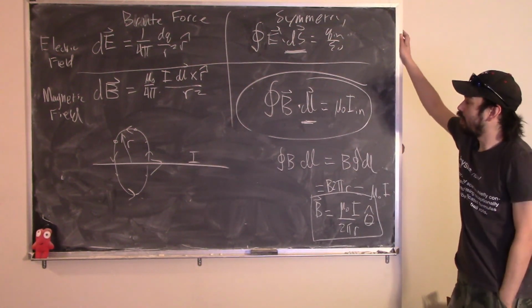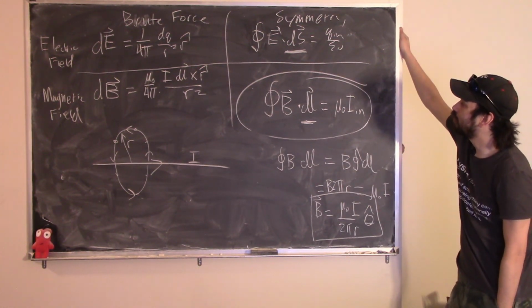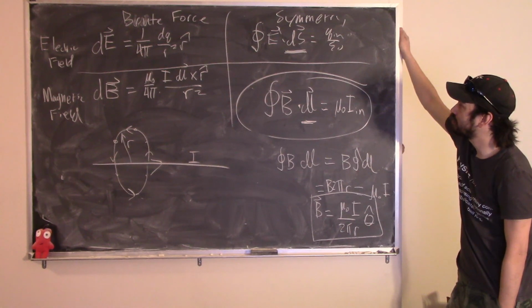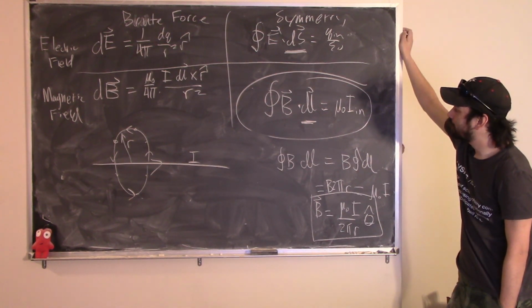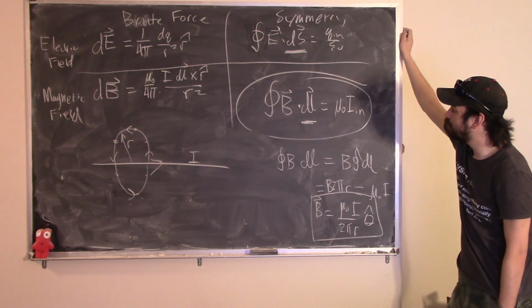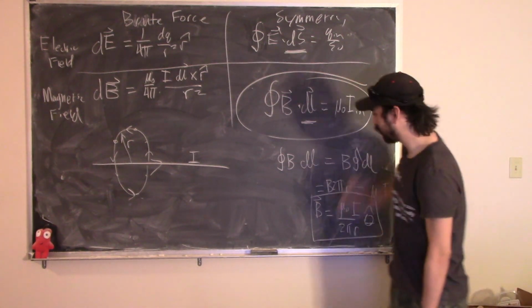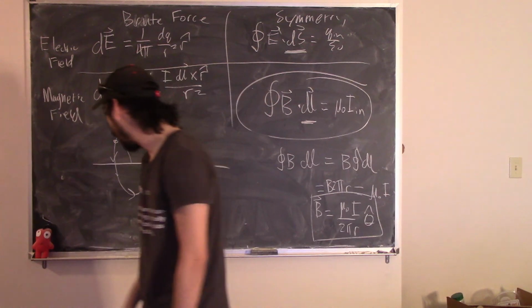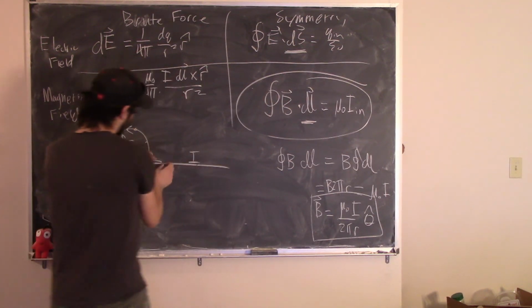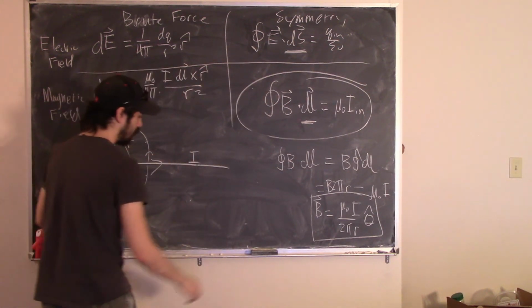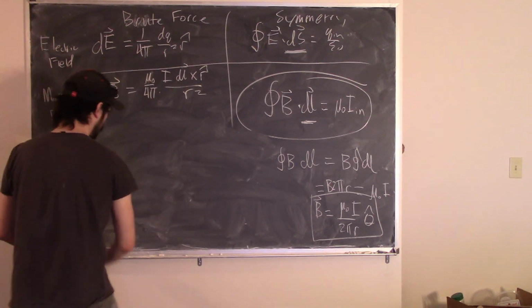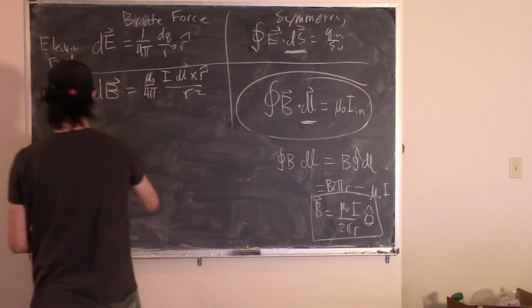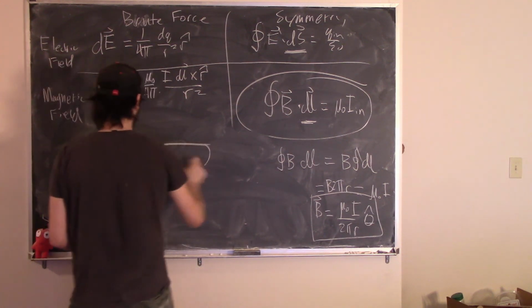Let me see. Is there anything else I want to say about this? Not really. Now, yeah, there's something else that I could say. So this is just some current I in some really tiny wire. But what I could do to make this problem a little bit more interesting is ask, what happens if I have some thick wire?